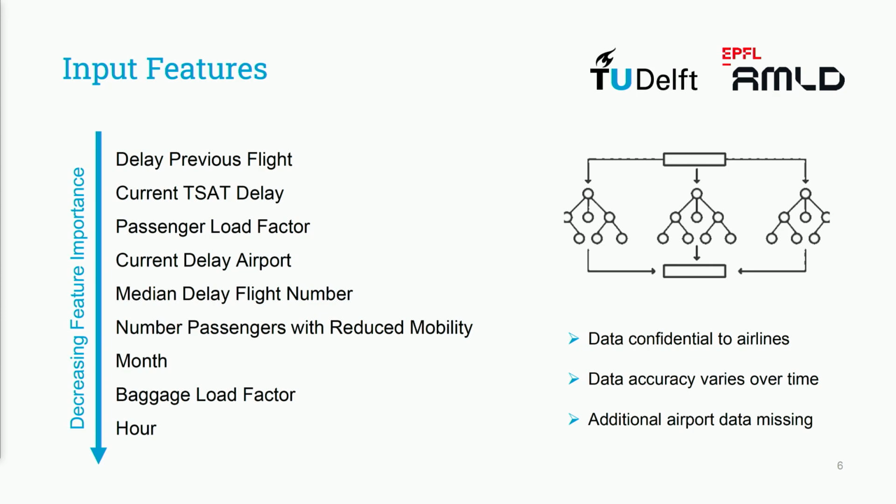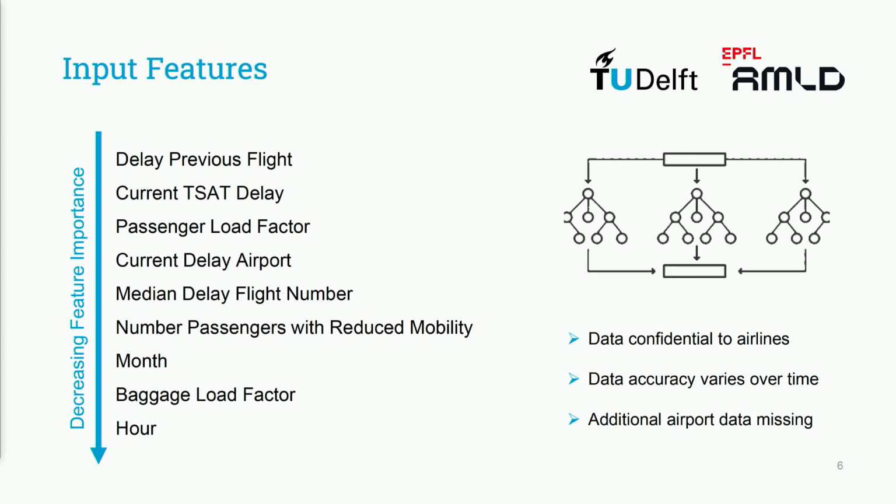Finally, additional airport data is missing. So this airline in particular had information on how busy the airport was, the hub airport. It doesn't have this information from other airports, right? And also this is an estimation. We don't know what the airport is doing in terms of the other airlines, right?